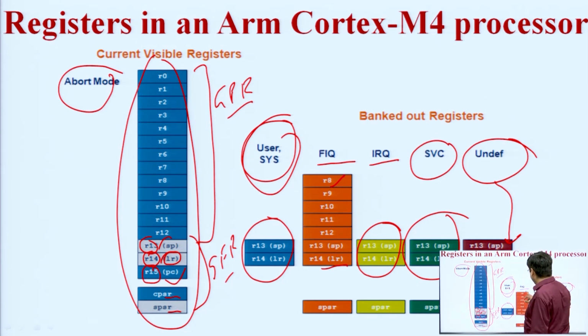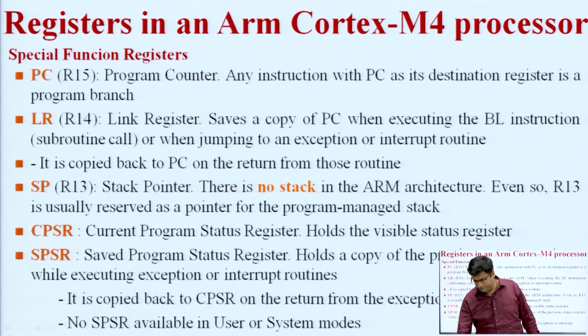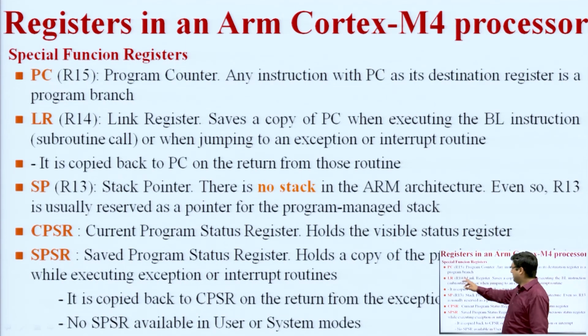Okay. So this belongs to SPSR. All of these belong to SPSR. And this belongs to CPSR. So this is the register organization of the ARM Cortex M4 architecture. So let us see one by one.